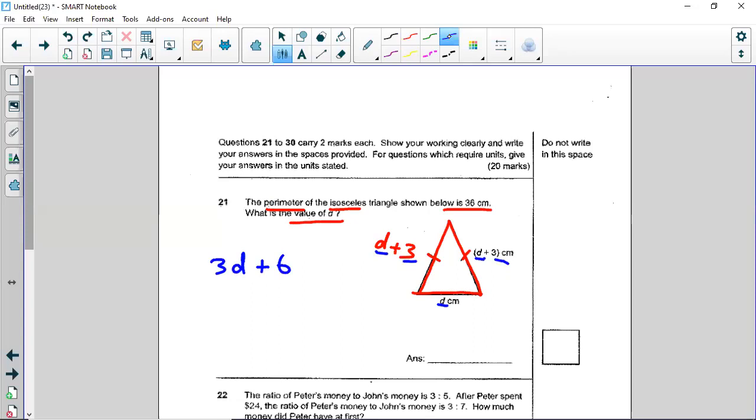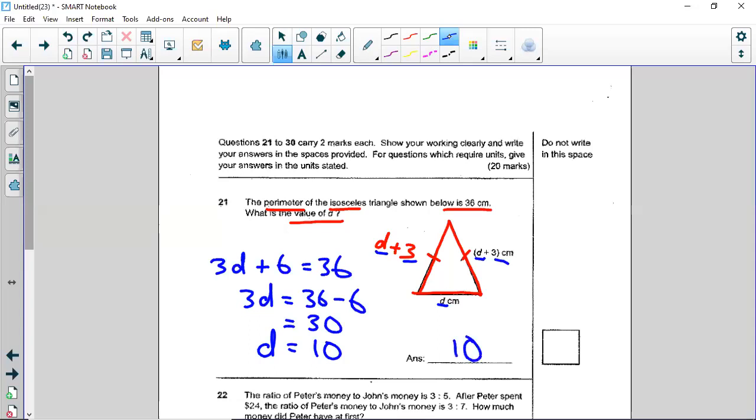And that is equal to what? That is equal to 36 cm. All right, then how do you do it? Then you find what is 3D, which is 36 minus 6, and you get 30. Then what is D? D is equal to 30 divided by 3, and that will be 10. So it's like units. 3 units equal 30, so 1 unit is equal to 10. So your value of D is 10.